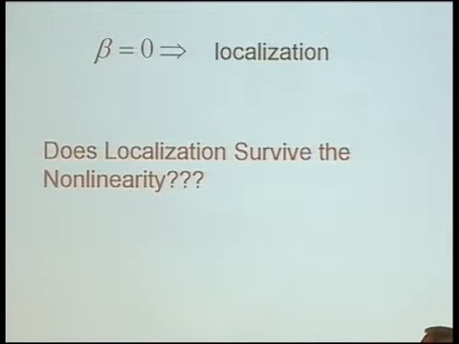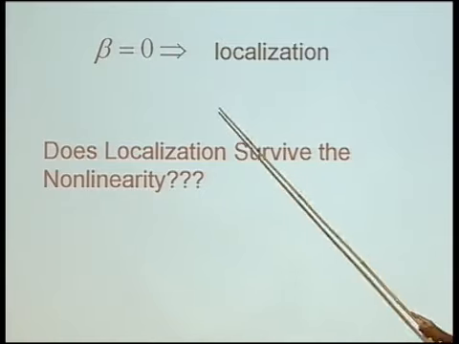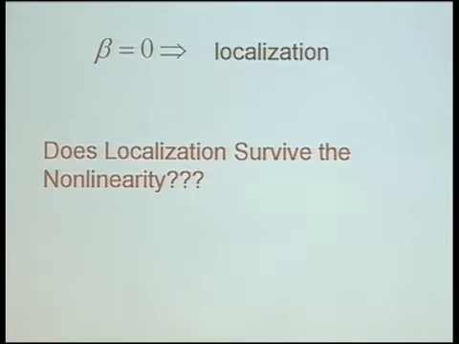Now the question is, we know that for beta equals 0, there is localization. That is, even all mathematicians agree to it for this case. And we ask, what happens if we switch on the nonlinear term? Does localization survive the nonlinearity?